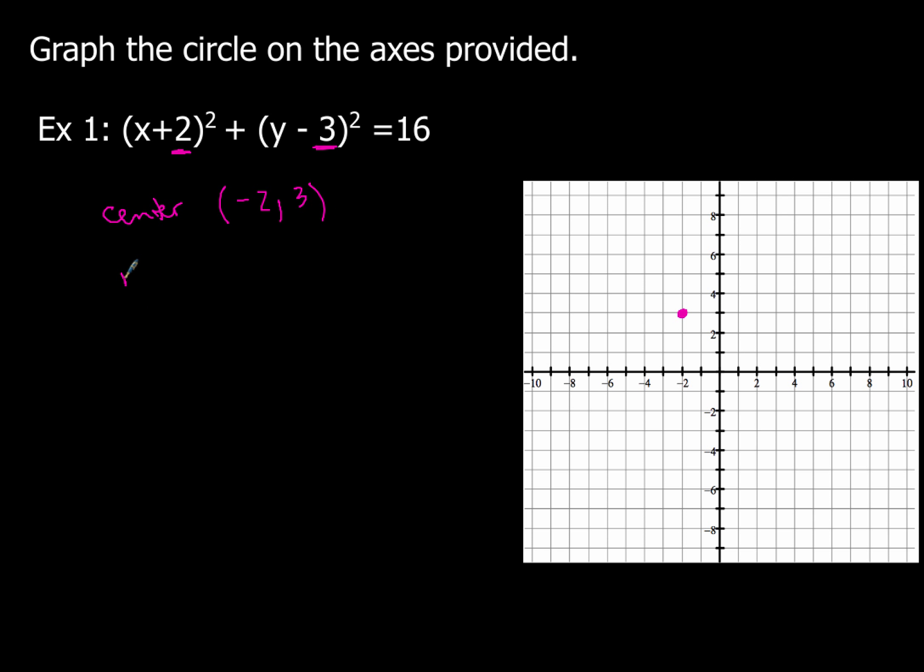Now the radius, so now I'm going to look at the radius. I'm just going to call that r for radius because we know what that is. So what I've got to do is take the square root of 16. Once I take that square root, I'm only going to deal with the positive square root. And I know the square root of 16 is just 4.